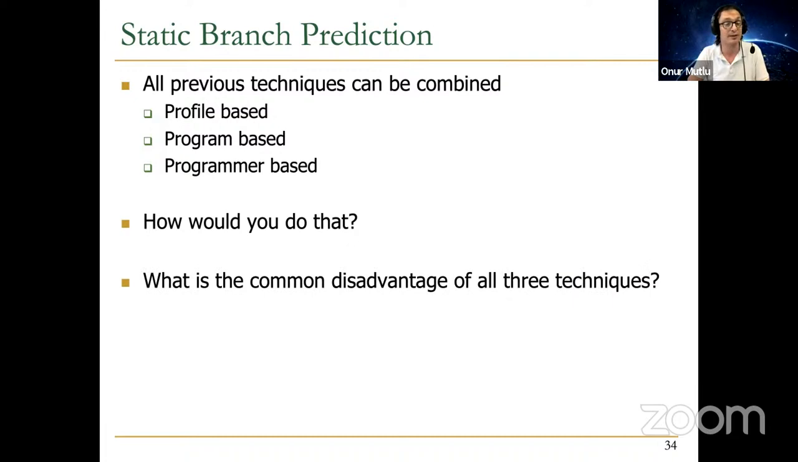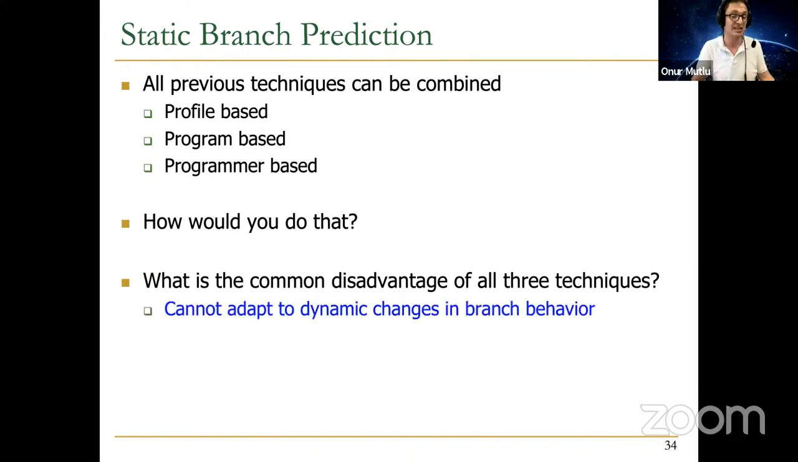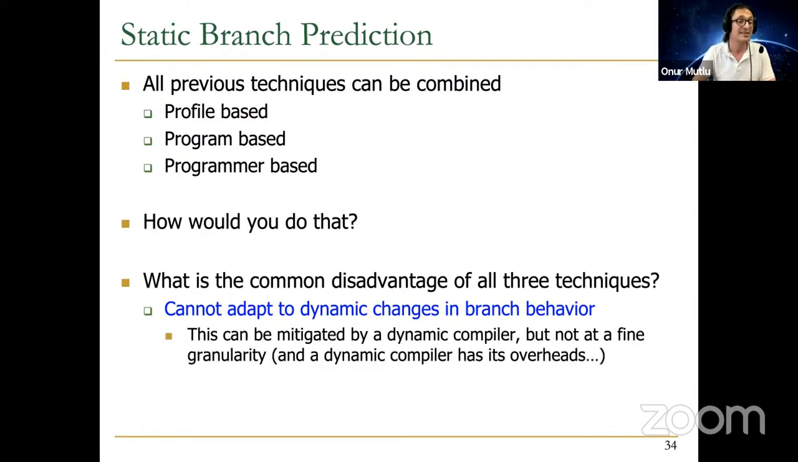What is the common disadvantage of all three techniques? Well, I've already given you the idea, basically. We've kind of discussed that. If the behavior of the program changes at runtime, you cannot adapt to dynamic changes because you have a single hint bit saying this branch is likely taken or not taken. And that bit doesn't change during the execution, which means that you cannot adapt to dynamic changes in branch behavior during runtime. And this can be mitigated by a dynamic compiler, like a just-in-time compiler. A just-in-time compiler, once in a while, recompiles the program and changes those hint bits, for example. But if you do it at a very fine granularity, the dynamic compiler will have a lot of overheads. And branches change behavior at a very fine granularity, as we will see later on.